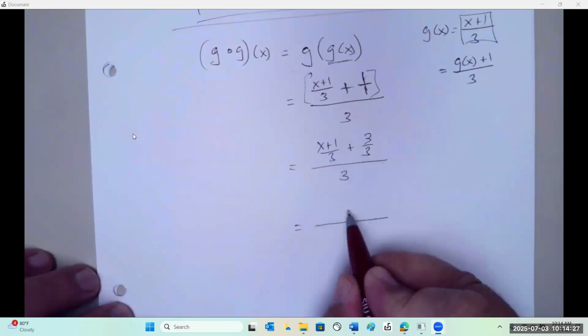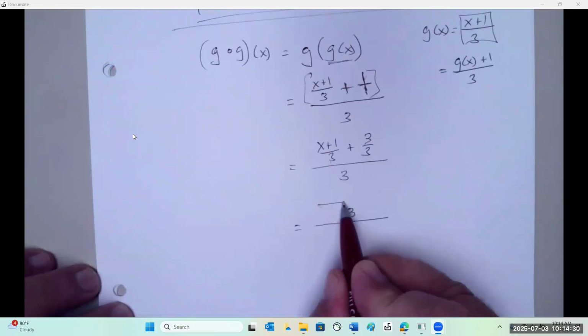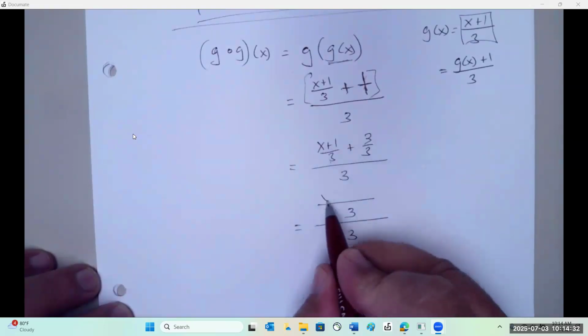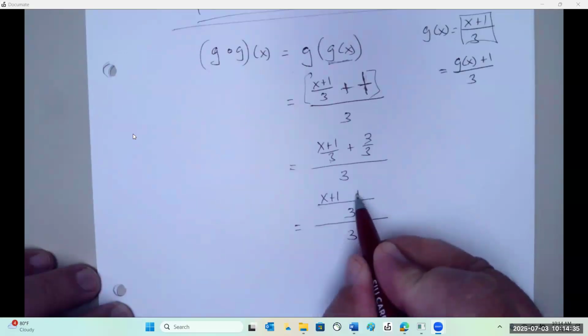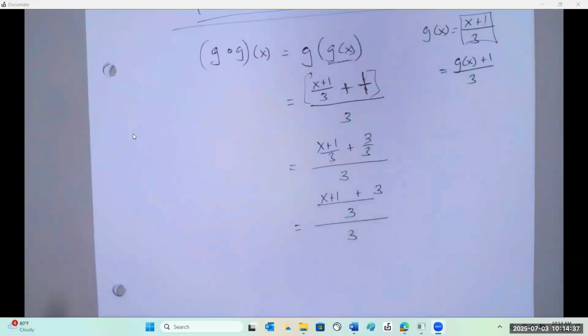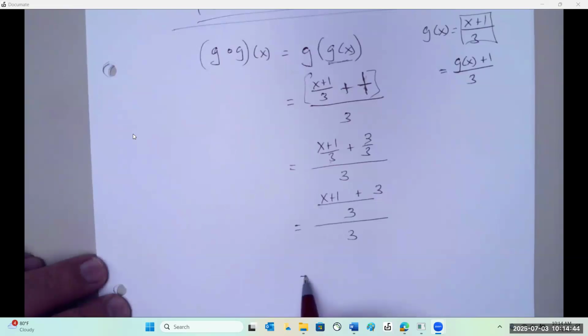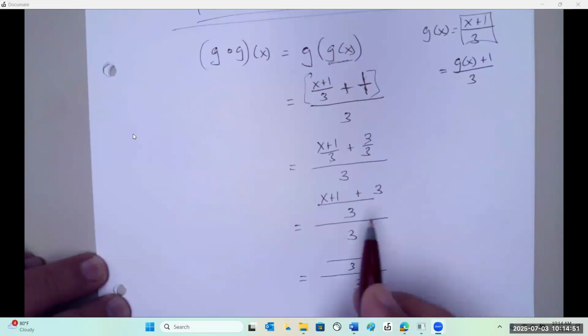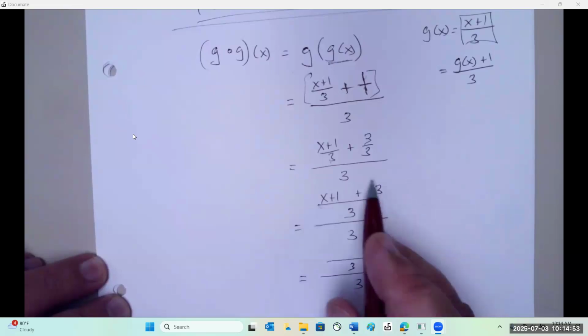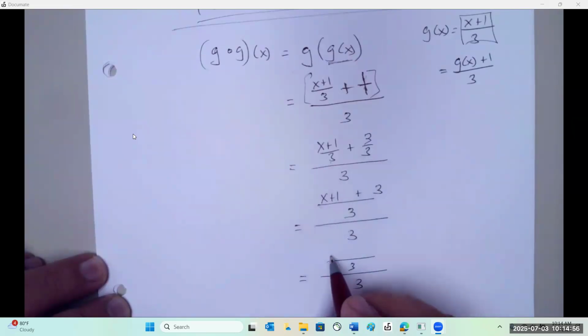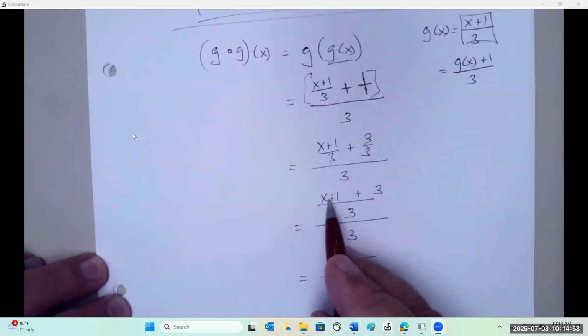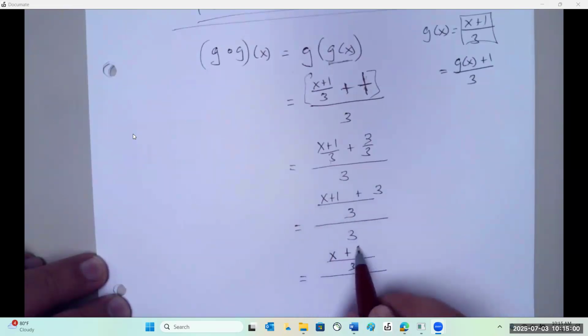Now that I have a common denominator on top, I just worry about what's above this. So I have x plus 1 plus 3. That's the bottom. On top, I don't need parentheses since there are only positives, no coefficients, I combine like terms. 1 plus 3 is 4.